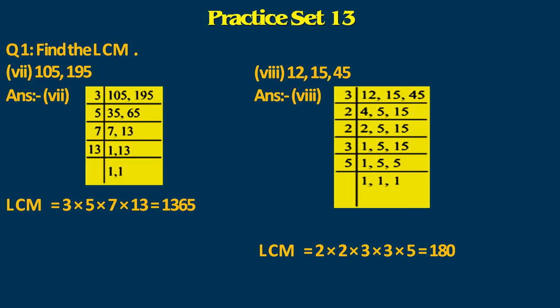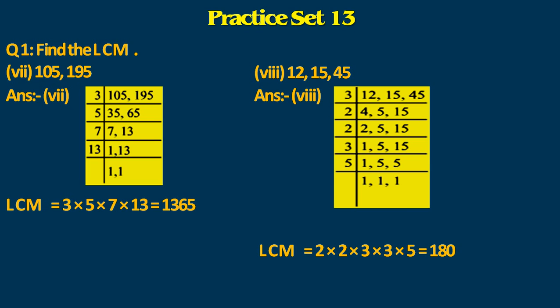Next line you see 7 and 13. So 7 1s are 7, 13 will be taken down as it is, then 13 1s are 13. When you get the end as 1, that means the LCM is 3 into 5 into 7 into 13. 3 5s are 15. Then 13 7s are 91. 15 into 91 will give you 1365.